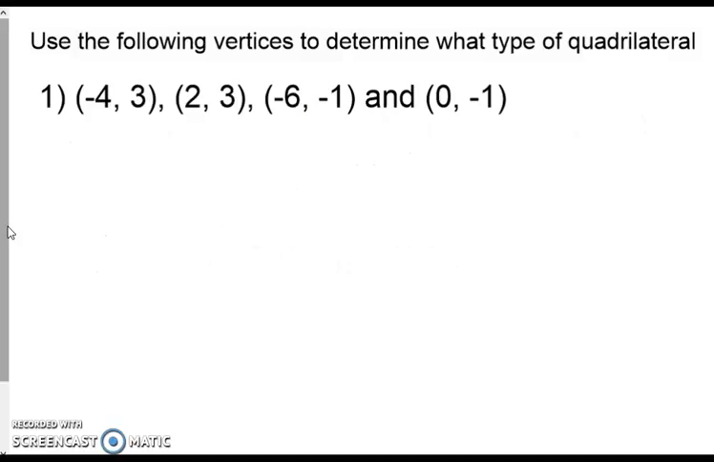Okay, we're going to look at a little different type of question here. We're going to take these points and we are going to try and see what type of quadrilateral is formed based on how we can show different quadrilaterals. So first thing I'd like you to do is just plot these points on a graph. So do that and then unpause the video, please.